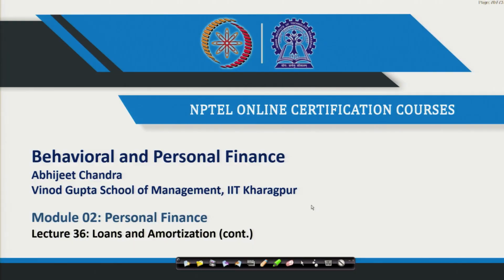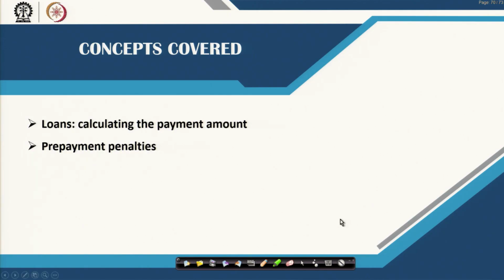In this session, we will try to understand the basic mathematics behind the amount that is to be paid by the borrower to lenders at every compounding interval. Basically, we try to understand how we calculate the payment amount, and if there are any prepayment penalties that can be considered in that formula itself.